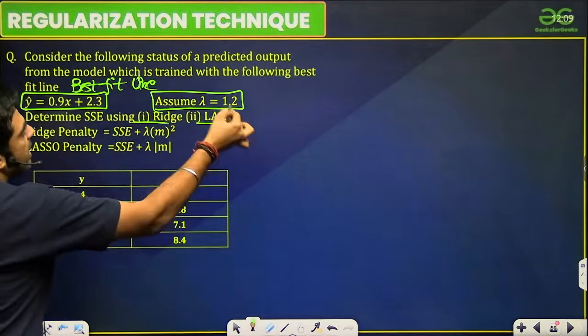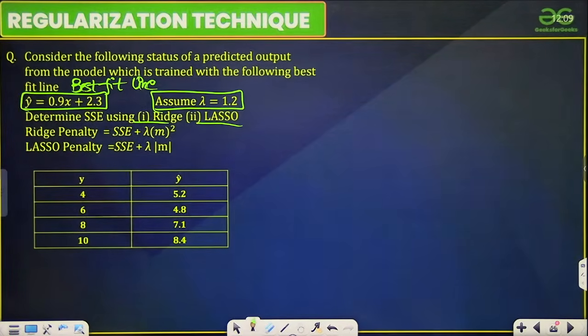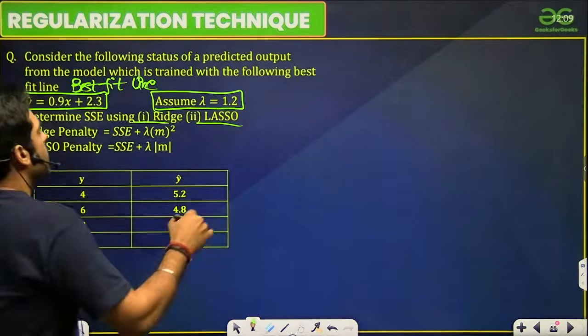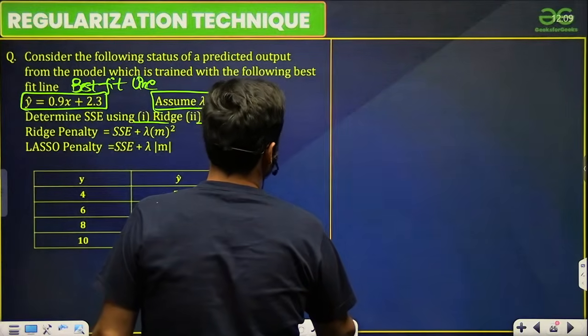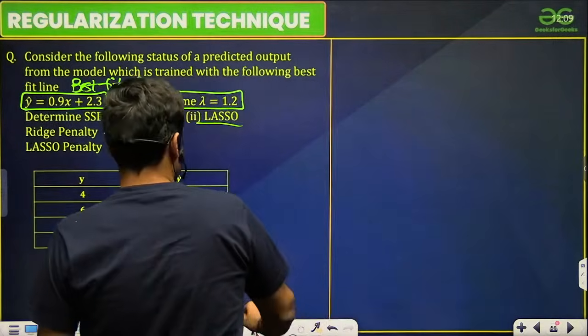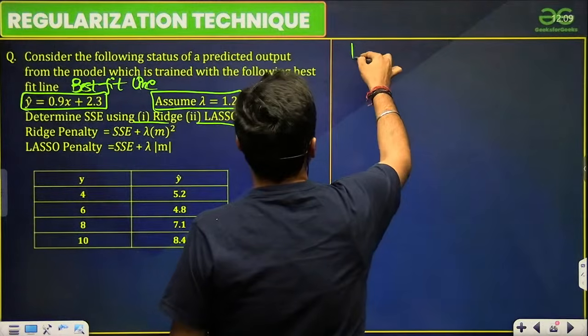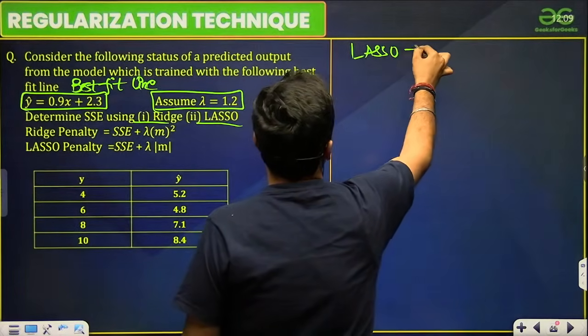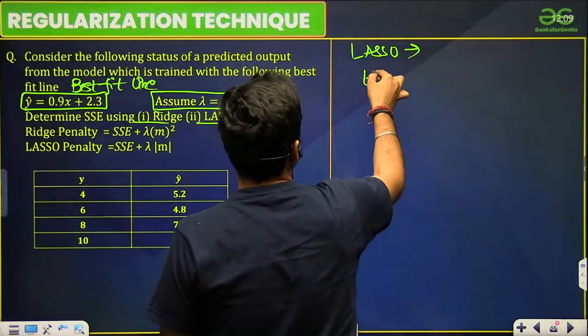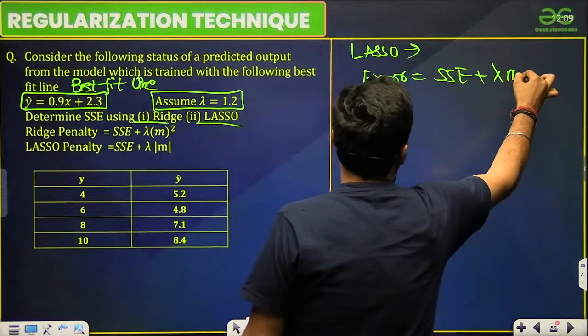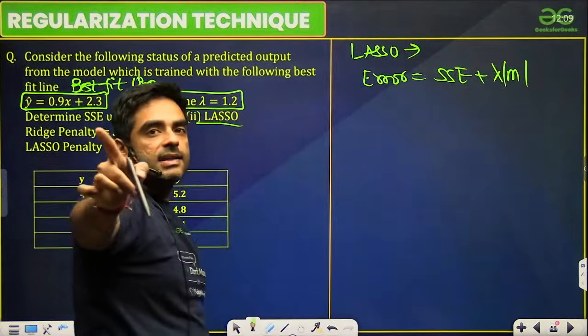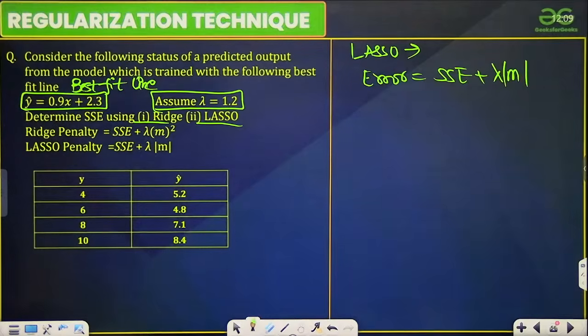using ridge and lasso. Firstly, let us use lasso. In case of lasso regularization, what would be the error? The error would be SSE plus lambda times mod of m. Please try to calculate this yourself.